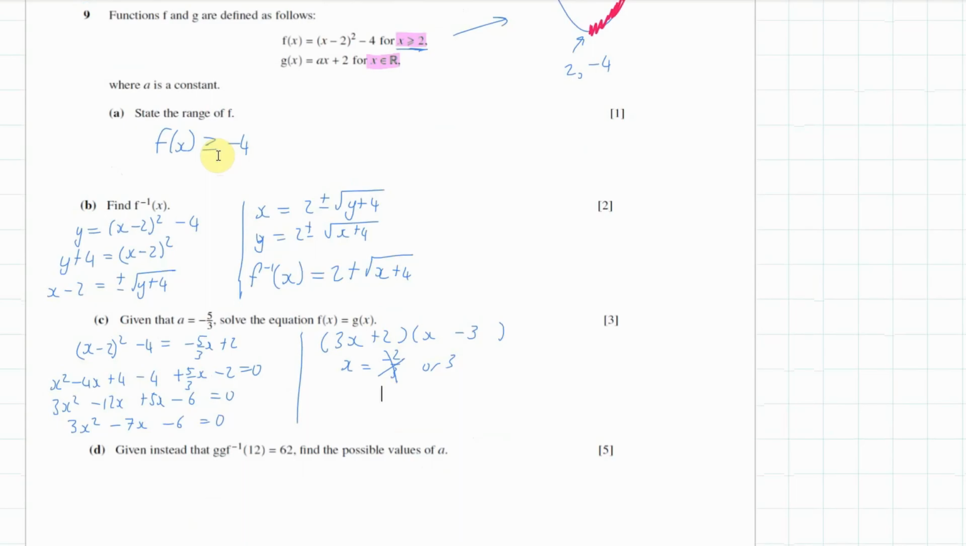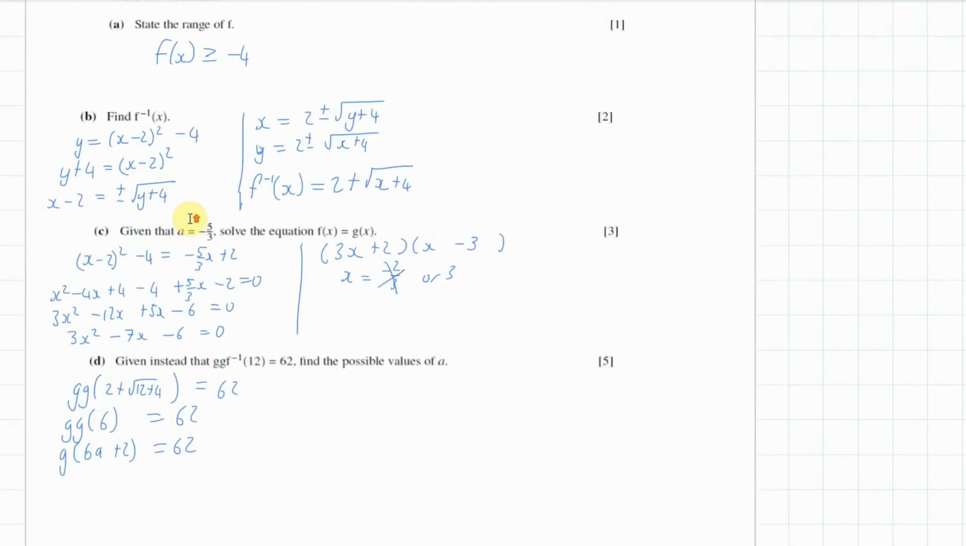It is instead given that g inverse of 12 equals 62. Find the possible values of a. So what we're going to do is put the 12 into the inverse function, so that gives us, the square root of 16 is 4, so 6. Now then we're going to put that into g, and this is all meant to equal 62. So we put that 6 into the value for x, so it's 6a plus 2.